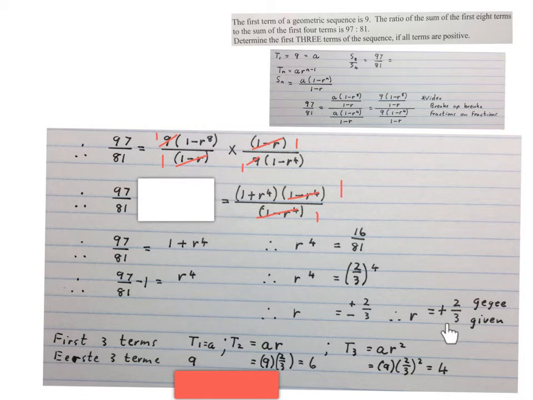This is where this part will come in. If we chose the minus 2 over 3, and we put it over there, 9 times minus 2 over 3 will give you a negative 6. And over here it won't mind. So that's why we only chose plus 2 over 3 as our r, because they said all the terms are positive. So our final answer is 9, 6 and 4 as my first 3 terms.